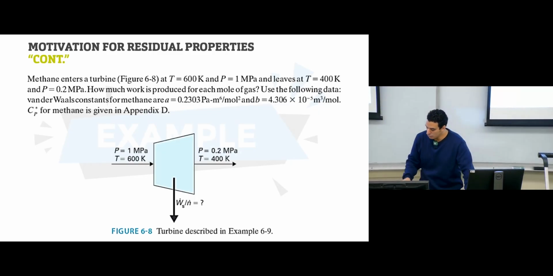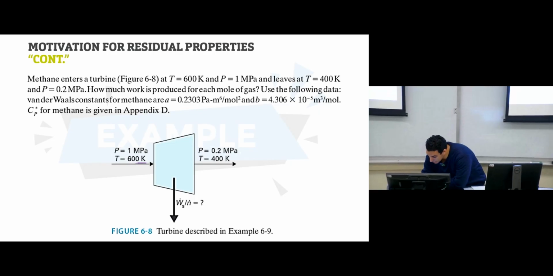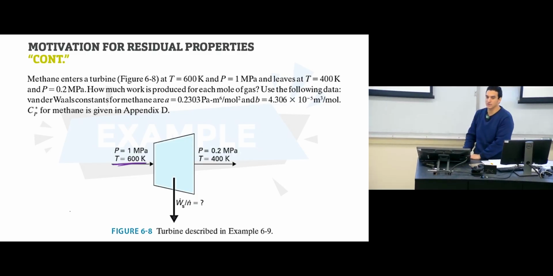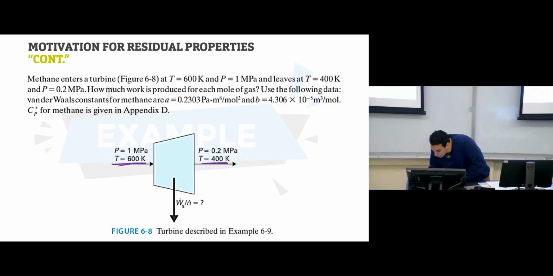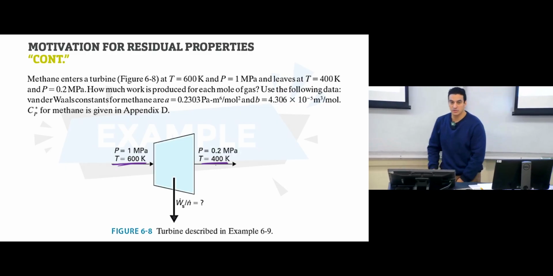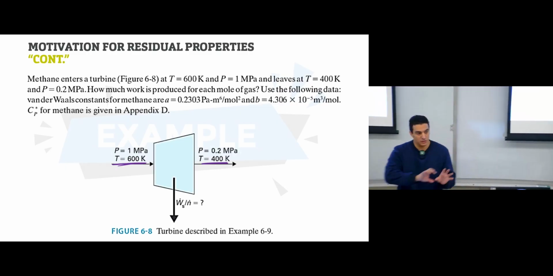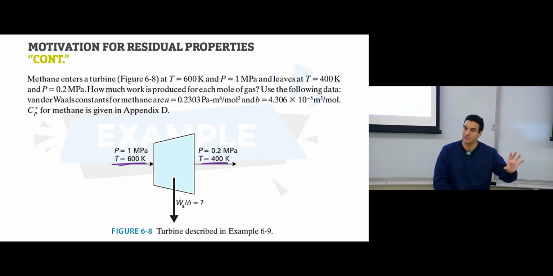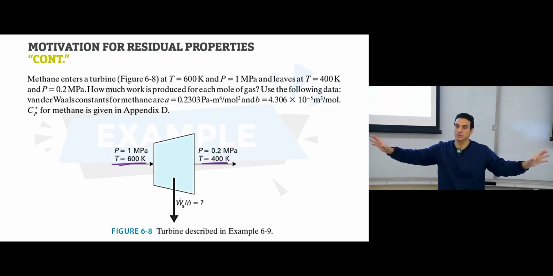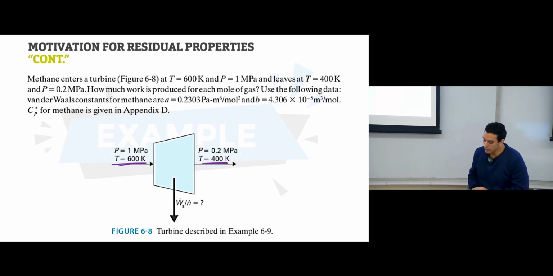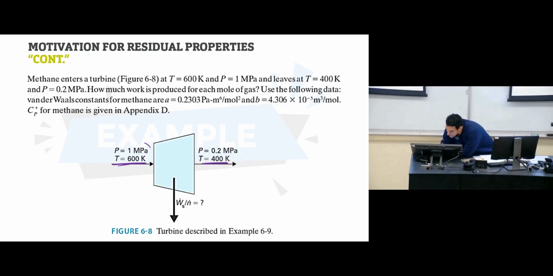In our example, we have this inlet condition, 600 Kelvin, 1 megapascal. We have the outlet, 0.2 megapascal, 400 Kelvin. So we will assume that the working fluid will not go directly from this inlet condition to this outlet condition. So what will happen? We will assume that this is the initial case.